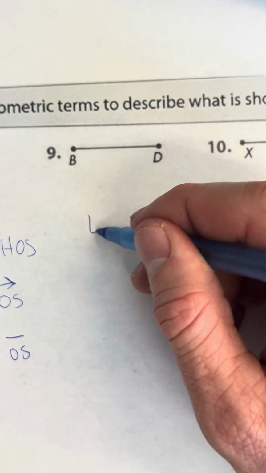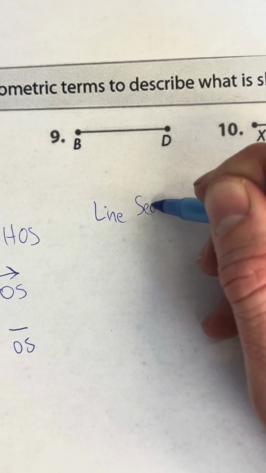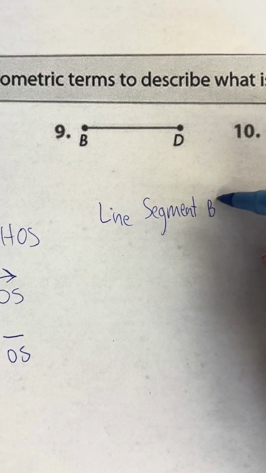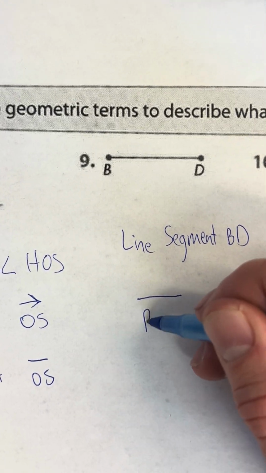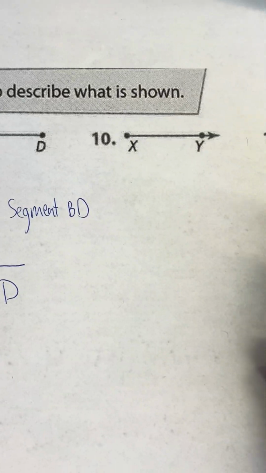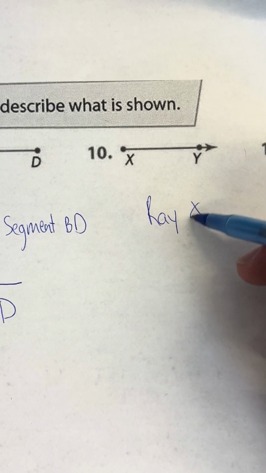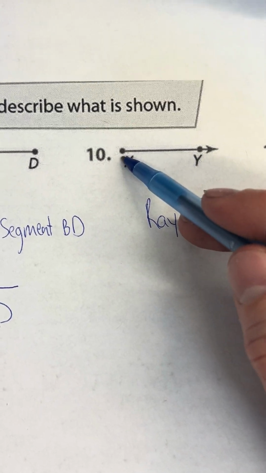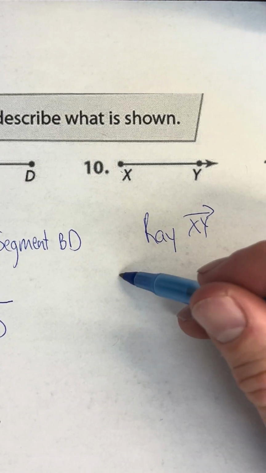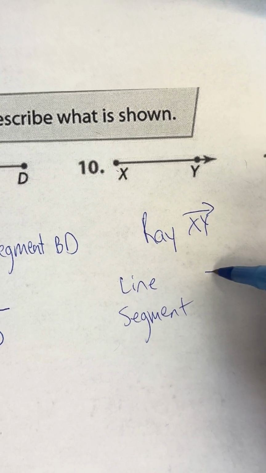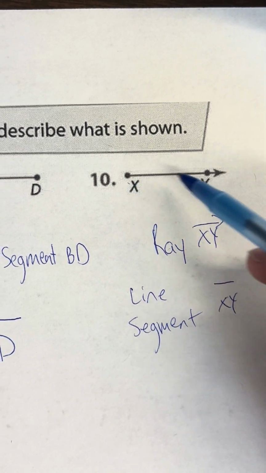This is only line segment BD, which would be written like this. All right, here we've got ray XY. That's from here on forever. And then we also have line segment XY, which is just the space between here and there.